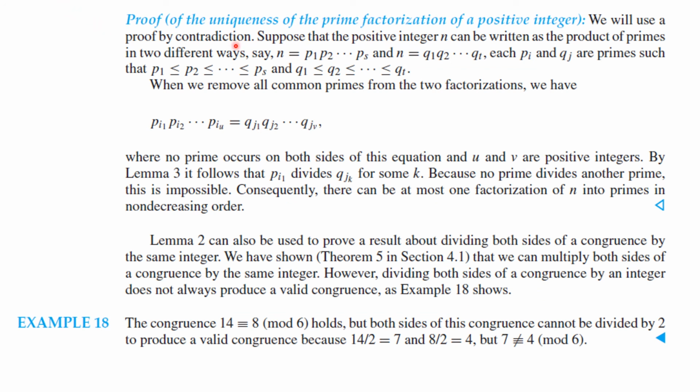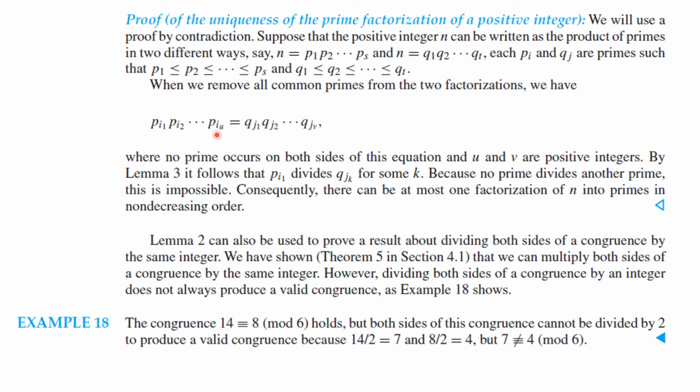So we're proceeding with the proof of the uniqueness of the prime factorization theorem of a positive integer. And we'll use a proof by contradiction. Suppose that it can be written two ways, as a product of P1 through PS, and as a product of Q1 through QT, and those are primes such that they're increasing. Now, they may have some common primes, so we're just going to remove those from our discussion. If there's a common prime, we just divide it out. So we remove all the common primes, so then we have a subset of the P's equal to a subset of the Q's, where no prime occurs on both sides of this equation.